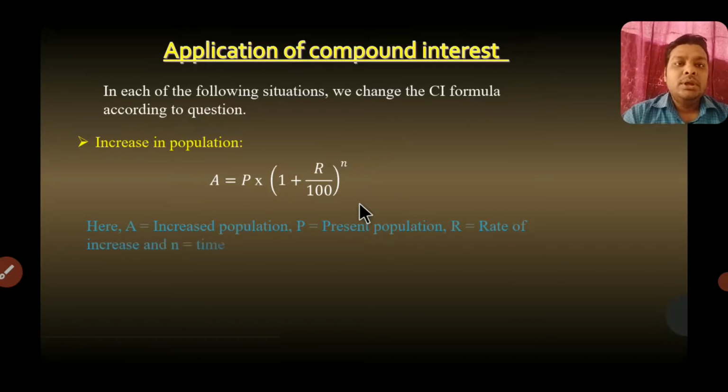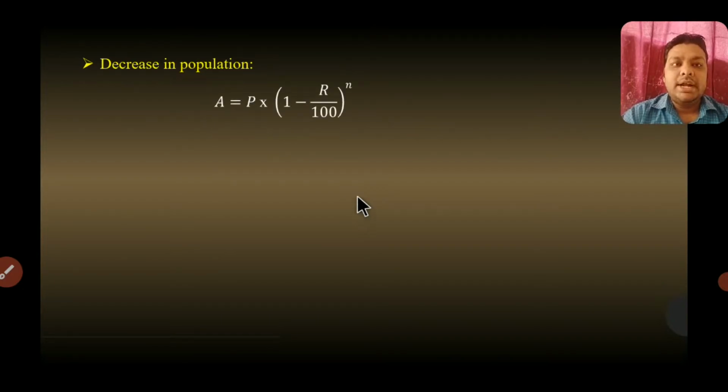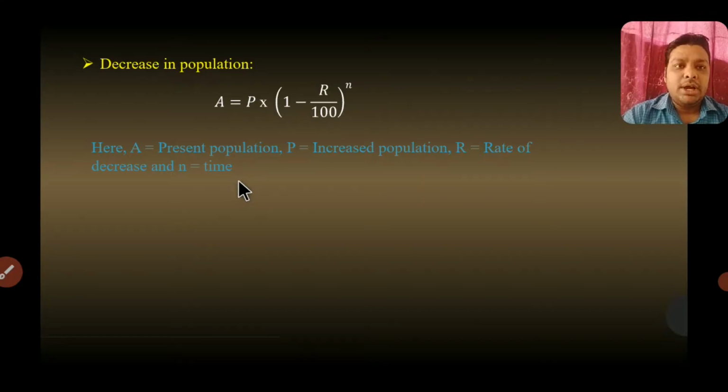Now let's see another point. Now, decrease in population. If the population is decreasing, in that case again we will apply the same formula, but instead of plus we will use minus sign. And here we can say A is equal to the decreased population, P is equal to the present population, R is the rate of decrease and n is the time. Okay. So for increase we will apply the same formula, but for decrease we will apply the same formula with the negative sign. Okay.